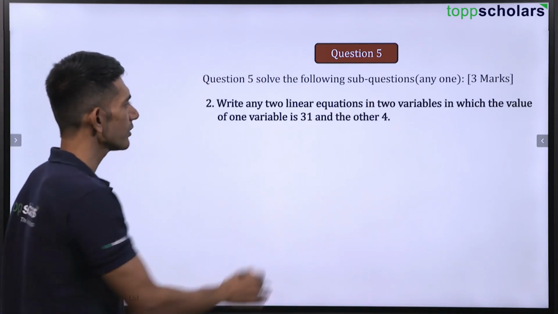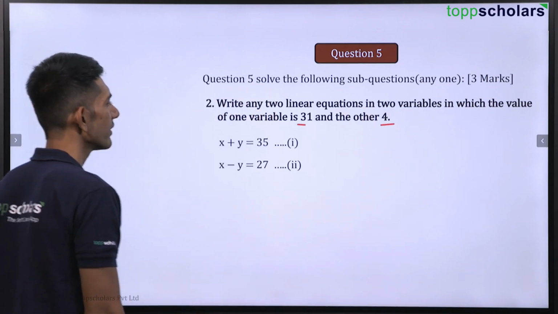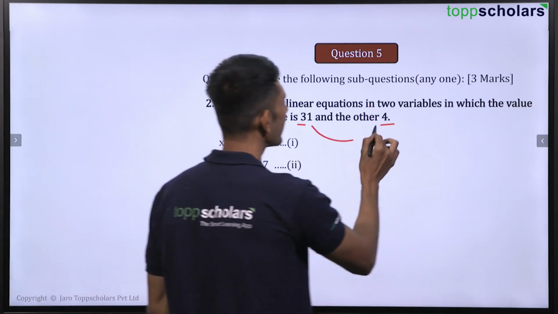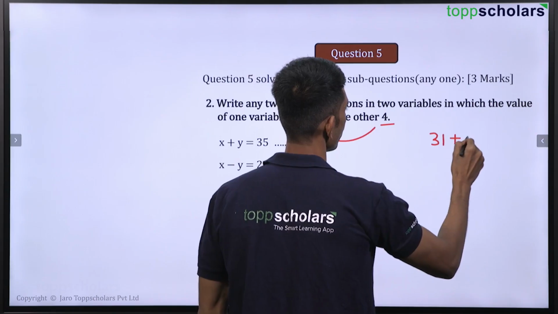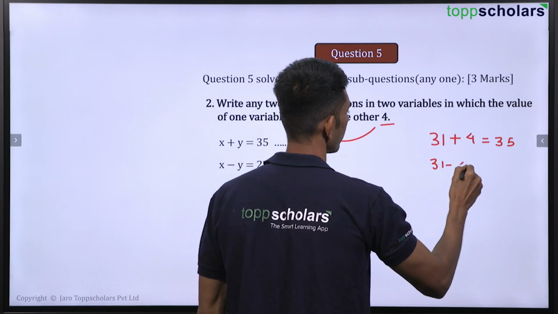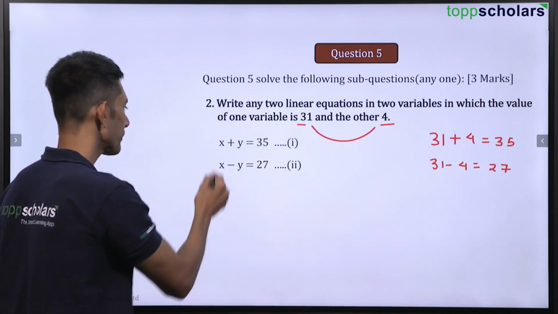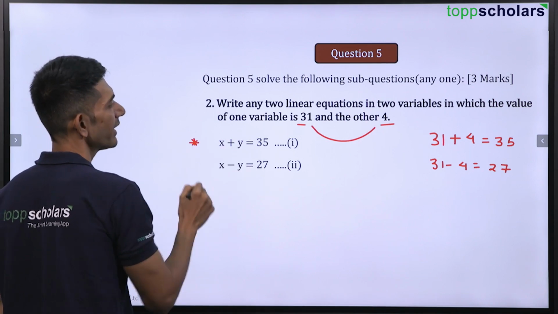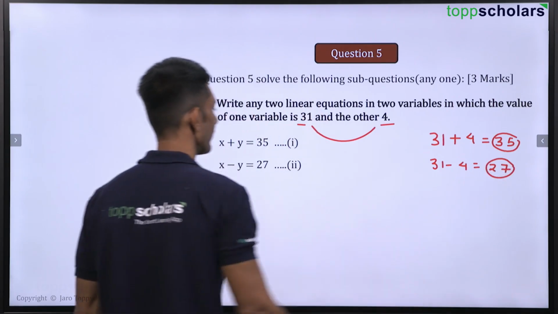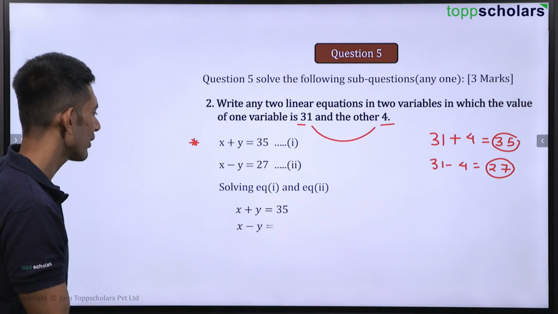So for this question we need two equations. Let me take two equations, x plus y is equal to 35 and x minus y is equal to 27. Basically what you do is you just add these two. 31 plus 4, that is 35. You subtract these two, 31 minus 4, that is 27. So x plus y is 35. Take x plus y as a, x minus y as b. Once you have this, you need to solve. Get the values of x and y. Now this is very simple.